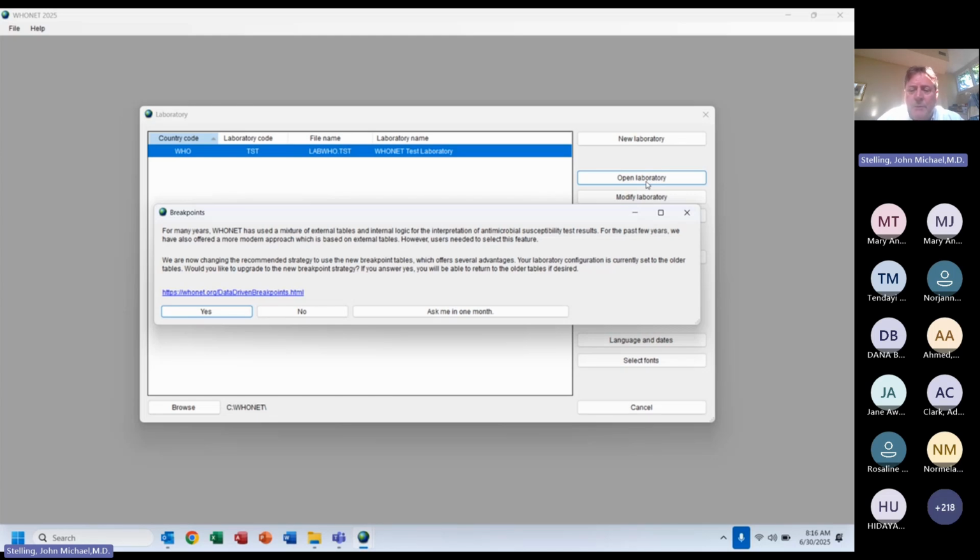mentioned. Your laboratory configuration is currently set to the old breakpoints. Would you like to go to the new breakpoints? And there's a link here which provides some of those comments that I just made. And I can say, yes, I want to go to the new breakpoints. No, I don't want to go to the new breakpoints, but I can go to the new breakpoints later. So you don't have to decide immediately.